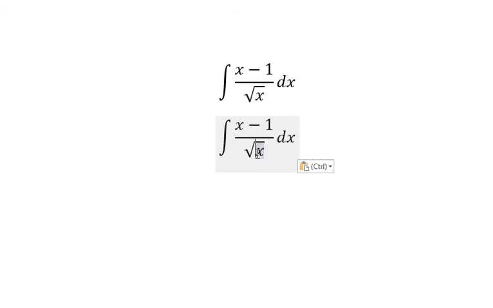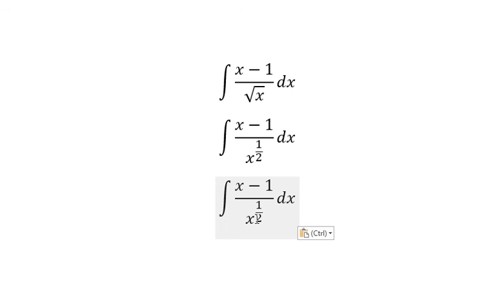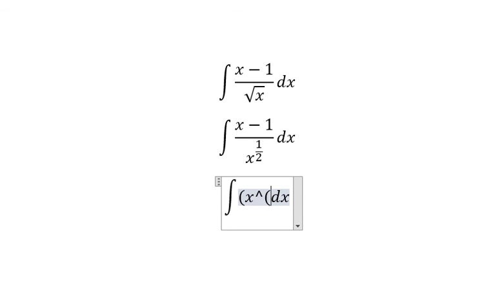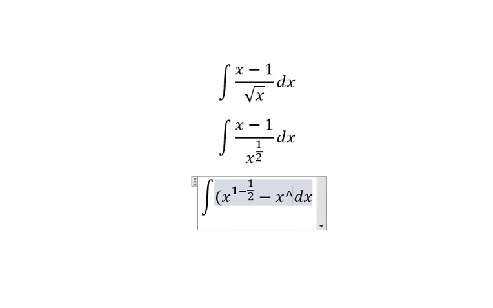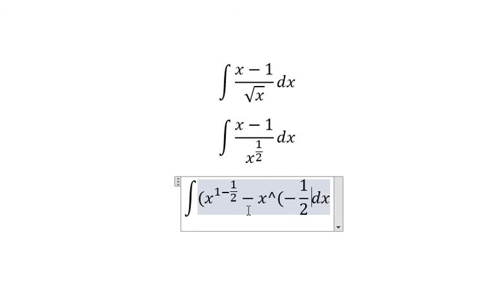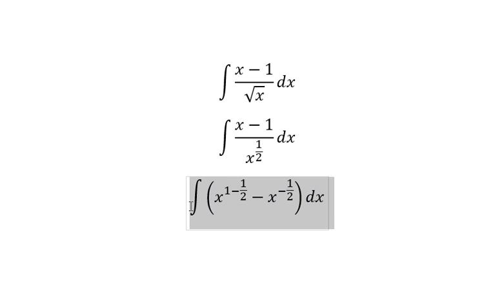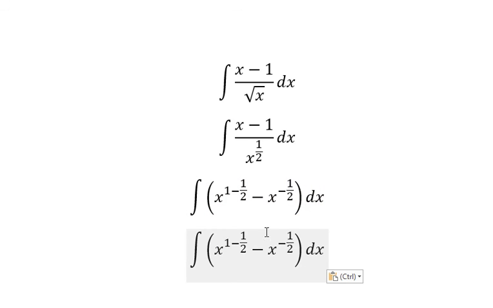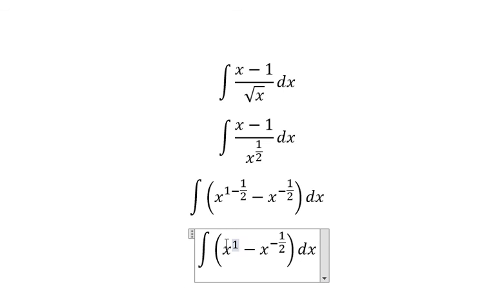This one, the square root of x, we change to x to the power of 1 over 2. This one divided by this one, number 1 divided by this one. So we have x to the power of 1 minus 1 over 2, minus x to the power of negative 1 over 2. So this one we have 1 over 2.